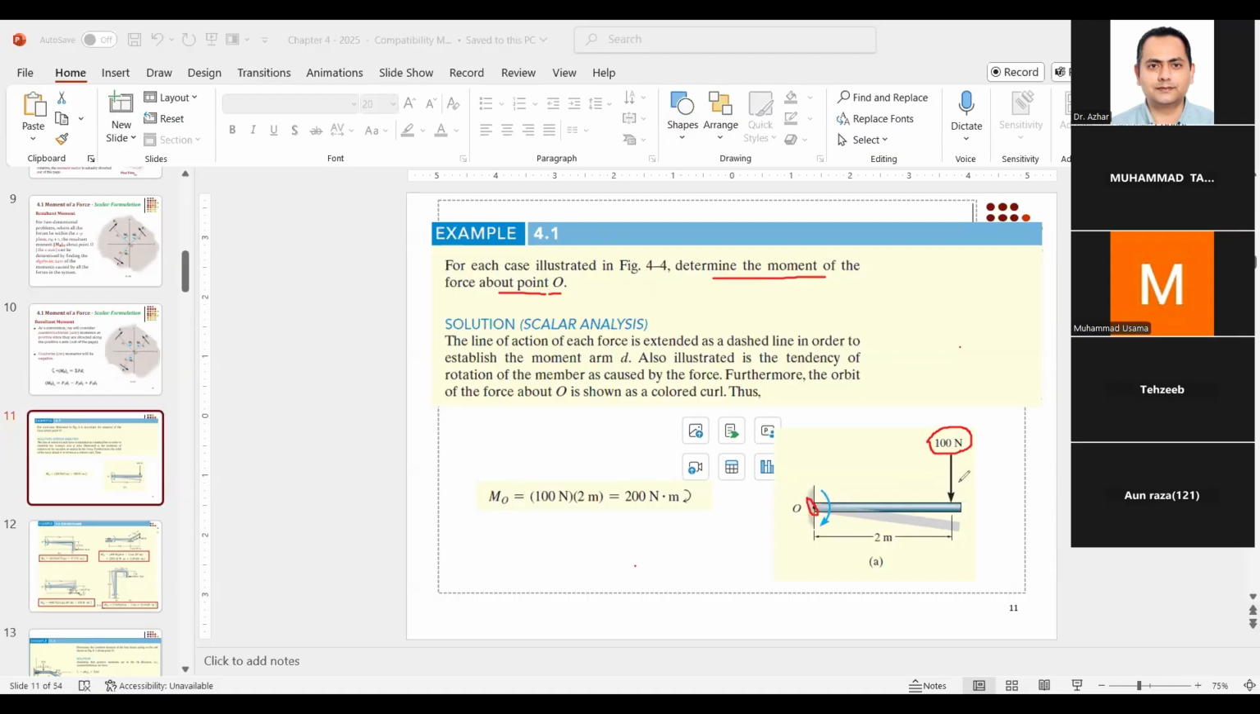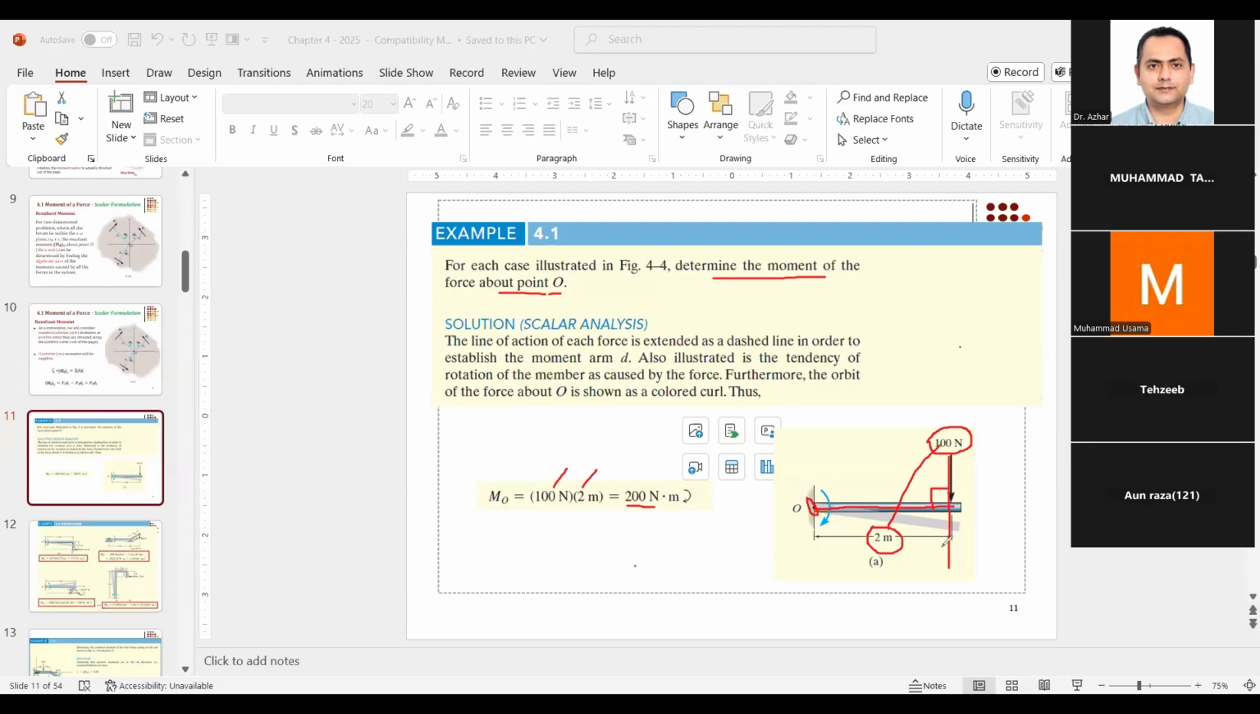So from point O, you have to find the perpendicular distance. You see this distance right here, which is at right angle to the line of action of the force. This is the line of action of the force right here. So the perpendicular distance is basically 2 meter. So simply multiply 100 with 2 meter, and you get 200 Newton meter. Simple. So 200 Newton meter is the magnitude.